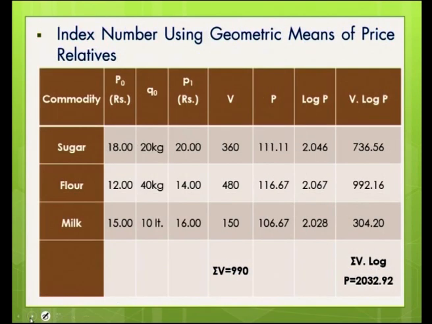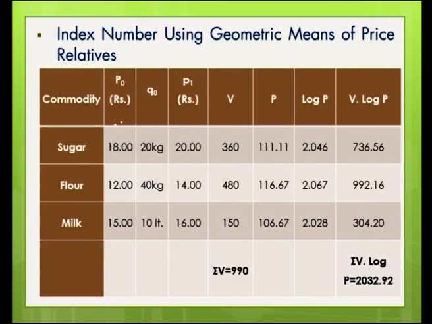Next, calculating the index number using geometric mean of price relatives. Geometric mean means the P value which you have calculated has to be taken along with the logarithms, so that we get V into log P. As such, the question is written as it is, and V is the P naught Q naught value and P is P1 by P naught into 100, and this is the logarithm of P. The logarithm of 111.11 is 2.046. Then V into the logarithm of P is 360 into 2.046, which is equal to 736.56. Similarly, 480 into 2.067 is 992.16.